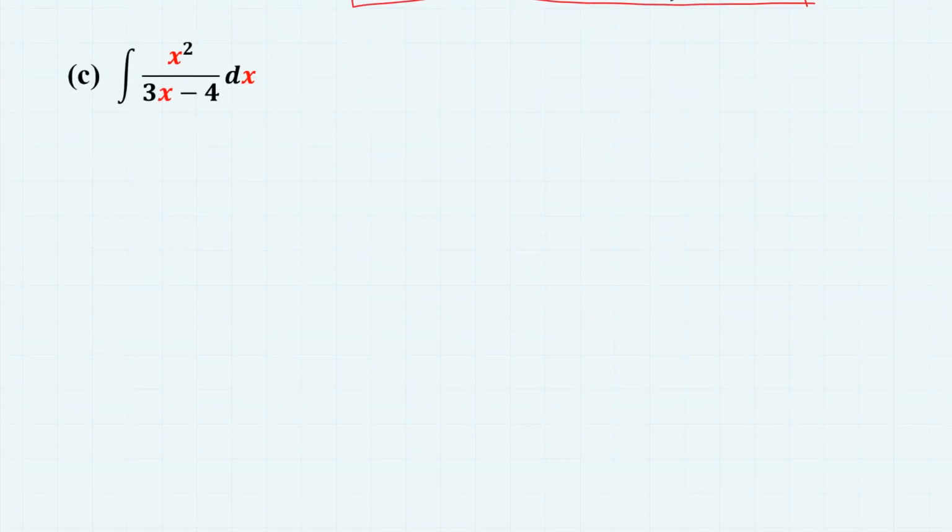As for the third and fourth problems, we have x squared at the numerator. Notice that now the numerator is of higher degree compared to the denominator. In this case, we divide the numerator by the denominator to obtain the quotient and the remainder.